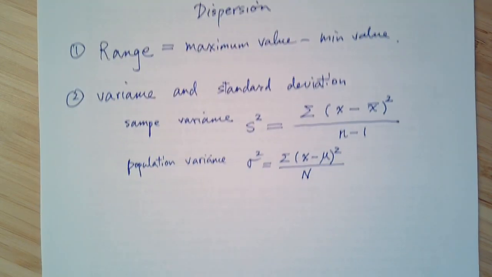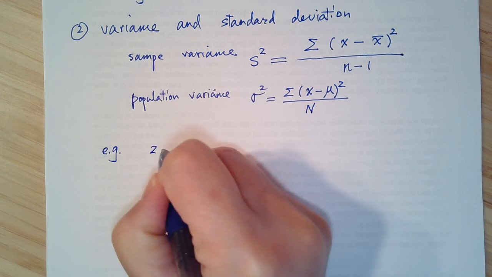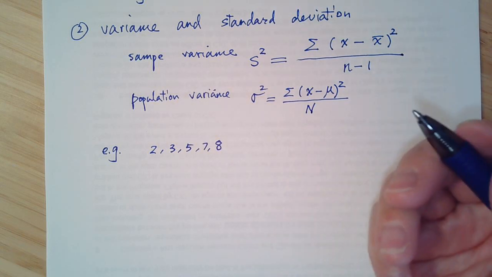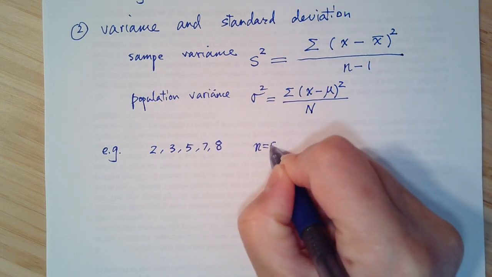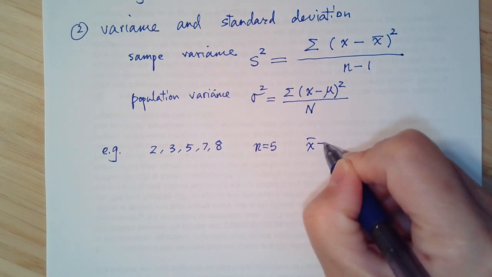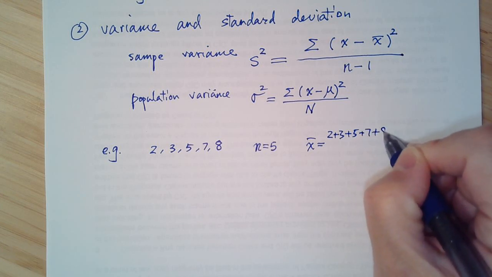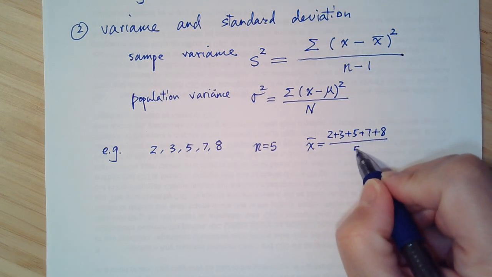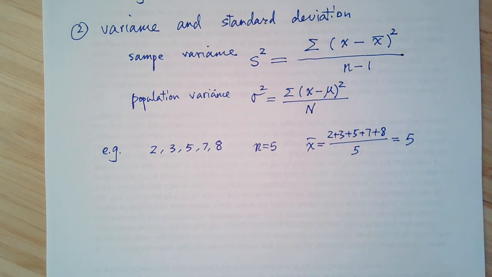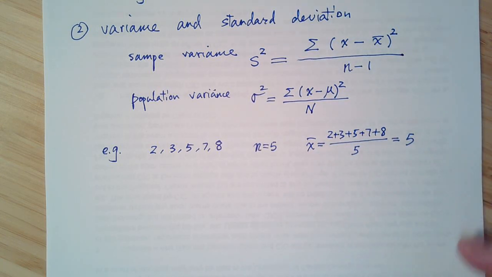All right, so let's see. We have a data set: 2, 3, 5, 7, 8. This is a sample data set, and we have little n equals 5. Can you find the mean? Which is x bar, that will be 2 plus 3 plus 5 plus 7 plus 8 divided by 5, right? Because there are a total of 5 numbers. So the sample mean is 5, because in the numerator you add all those numbers up, you get 25. Divided by 5, you get 5.